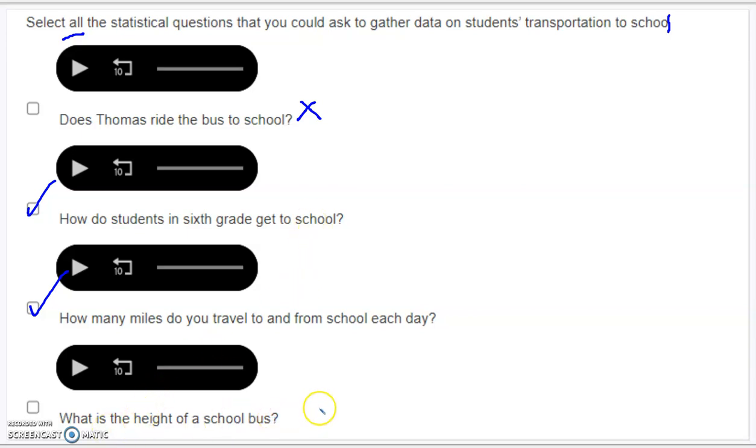What is the height of a school bus? Now, I don't know the answer to that, but you could go out and measure it, and all the buses are pretty much the same height. They're built in the same factory.